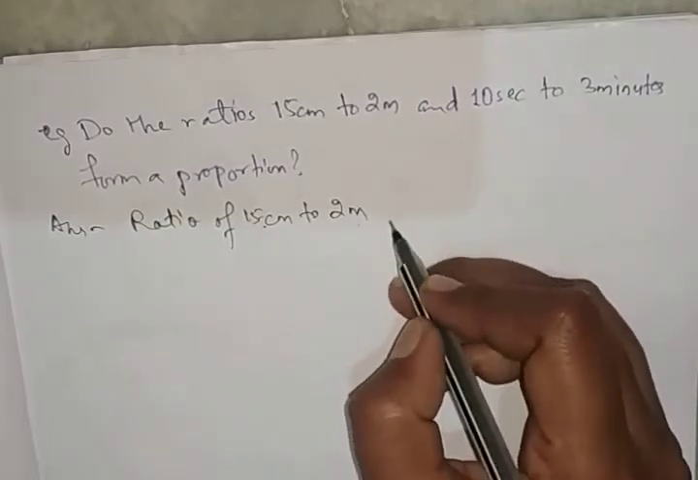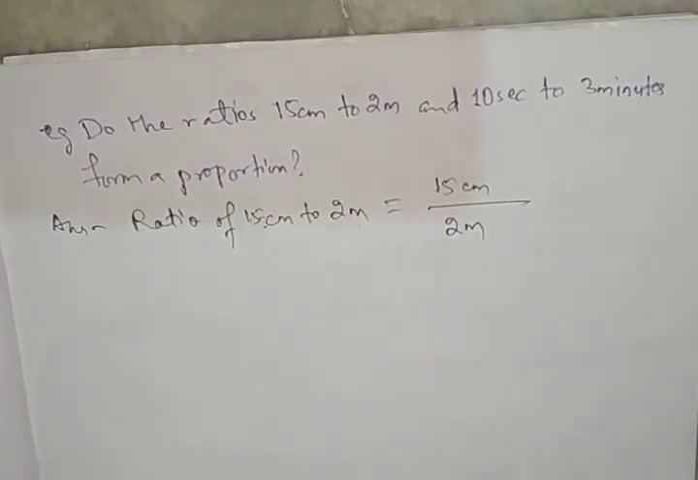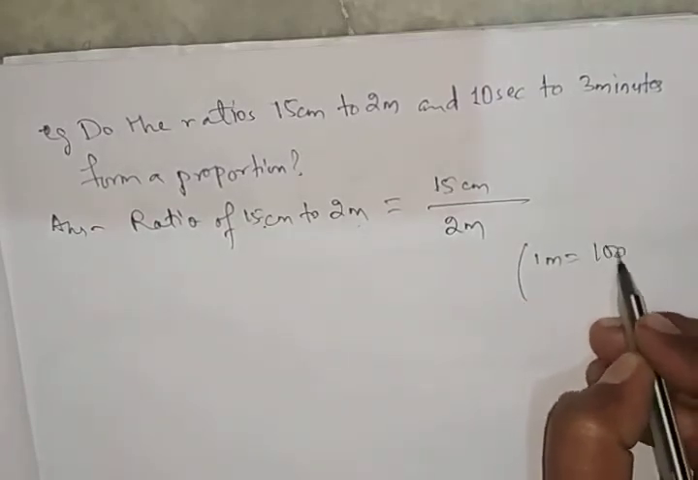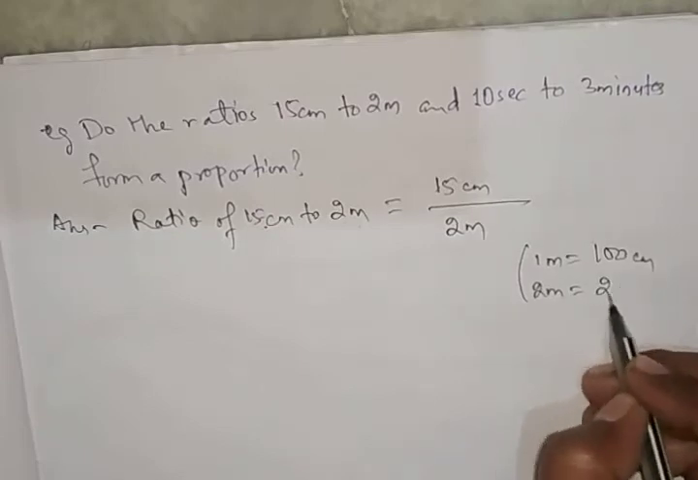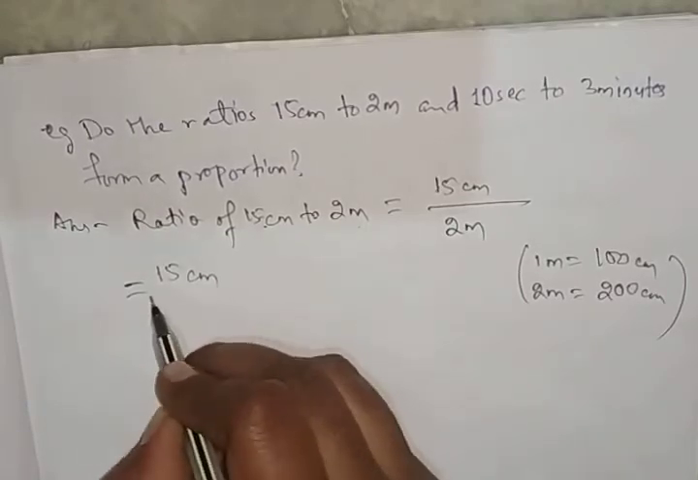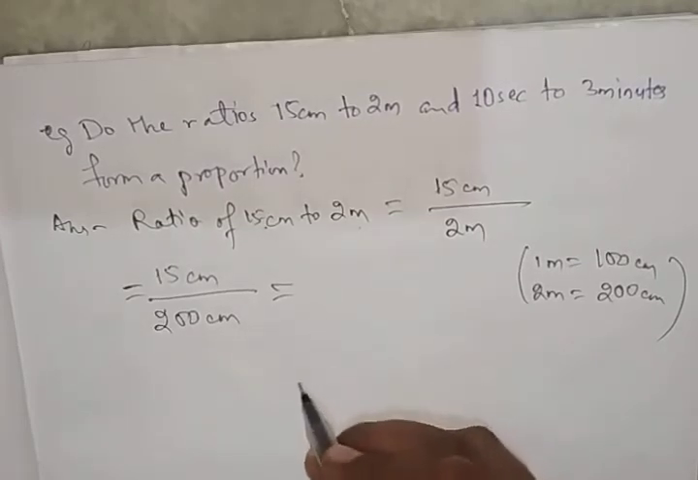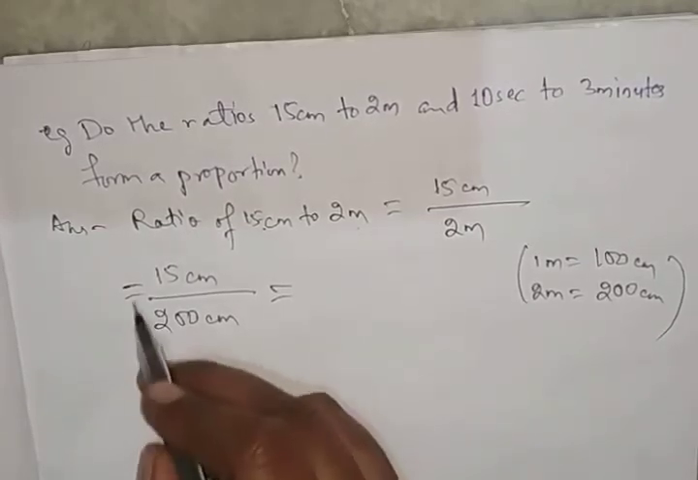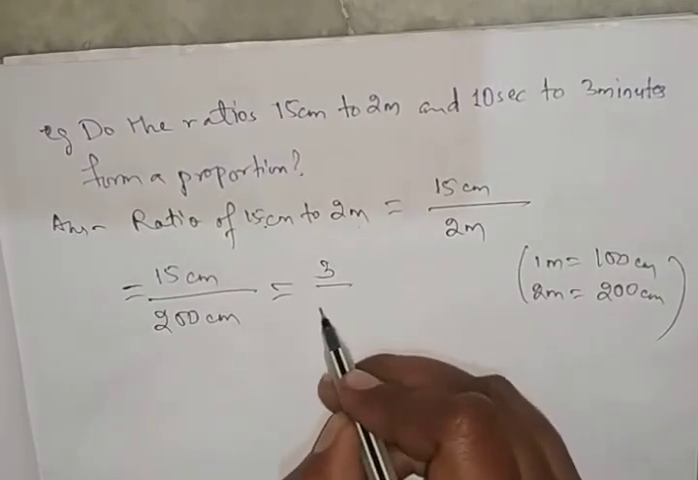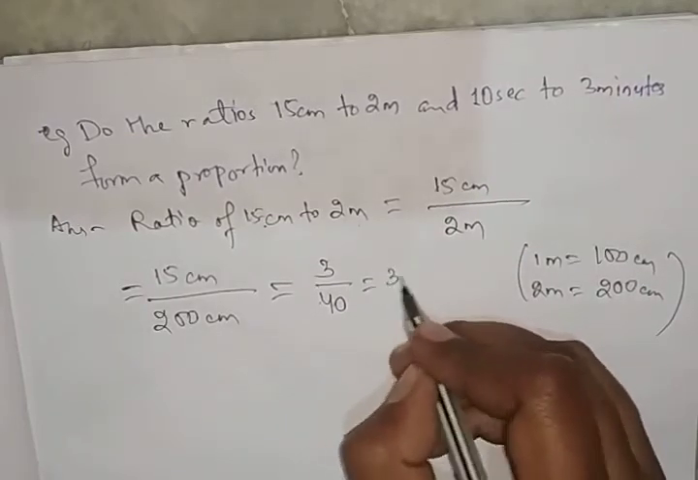So we write 15 centimeter by 2 meter. We know that 1 meter is equal to 100 centimeter, so 2 meter is equal to 200 centimeter. So you write the same thing, 15 centimeter by 200 centimeter. Next, what is that ratio now? 3 by 40. You can write that as 3:40.